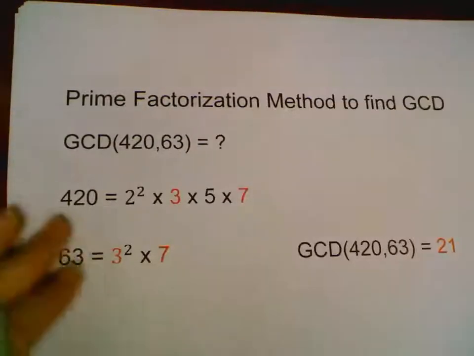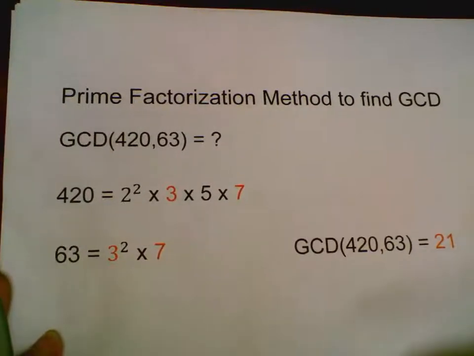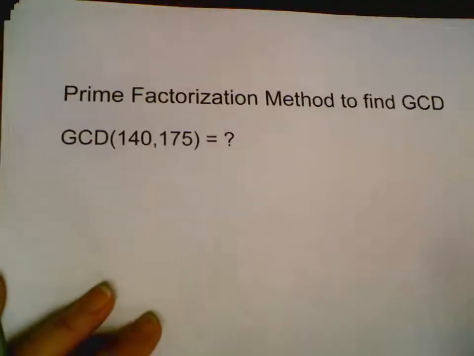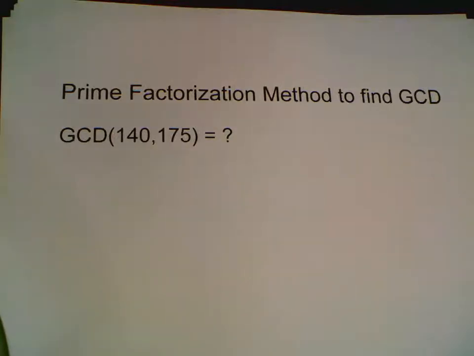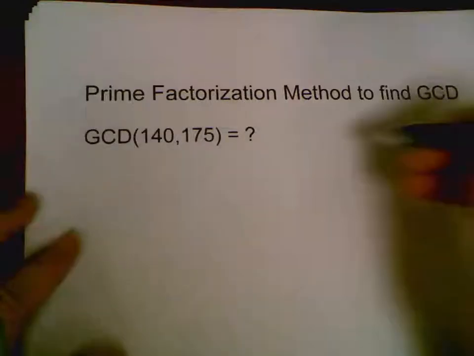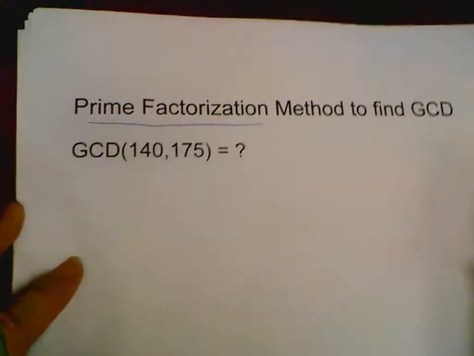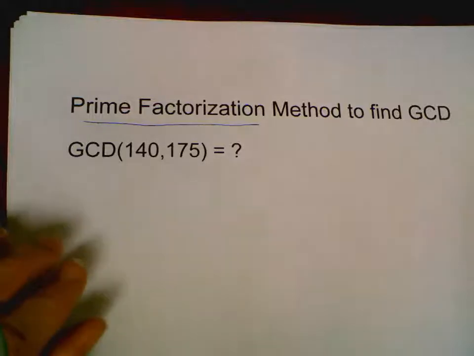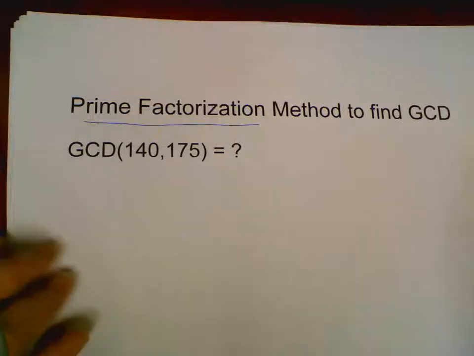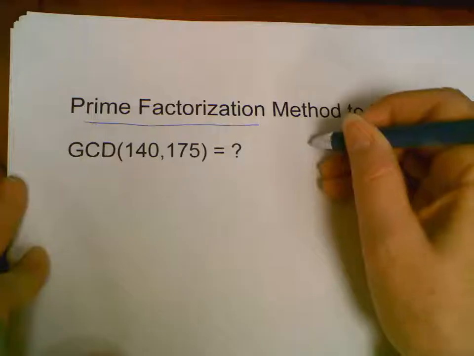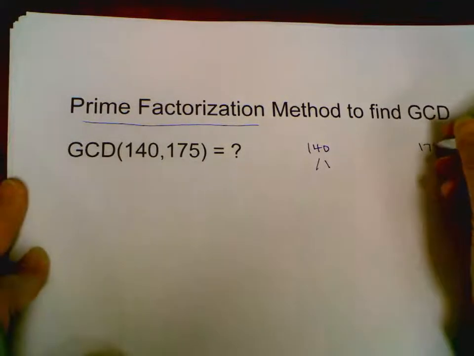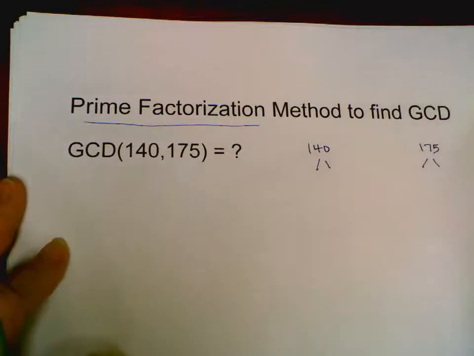Let's do another example. Let's find the greatest common divisor between 140 and 175. Prime factorization means find all the prime factors of 140 and 175 and find the ones they have in common. I'm going to find the prime factors of 140 and then the prime factors of 175.